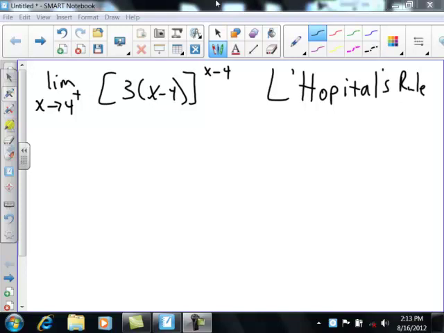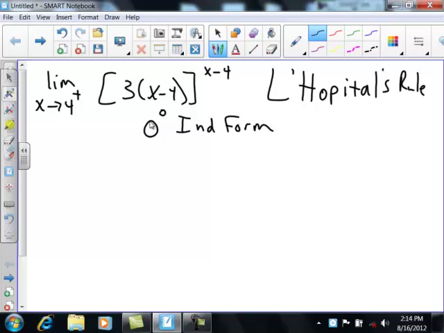This is one example of L'Hopital's rule. So we want to find the limit as x approaches 4 from the right of 3 times x minus 4, all that raised to the x minus 4. If we just plug in 4, we get 0 raised to the 0 power, which does not tell us anything. That is an indeterminate form, and that is not going to help us at all. So we have to go a different way to find the limit of this.